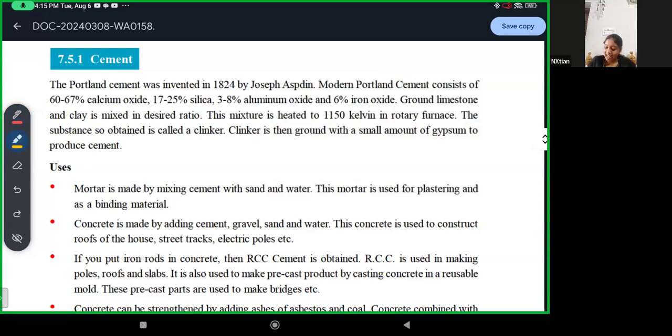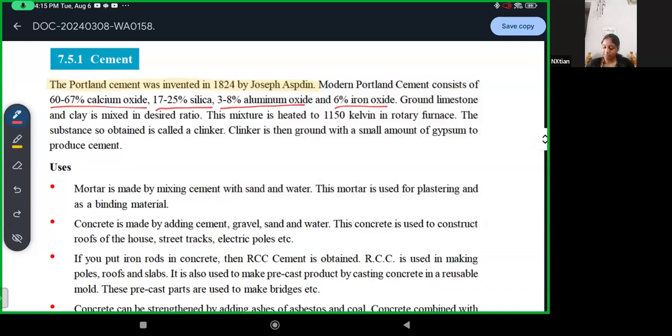So, Joseph Aston invented cement. Portland cement was invented in 1824 by Joseph Aston. Modern Portland cement consists of 60 to 67% calcium oxide. Now, this is the composition of cement. What cement contains: 60 to 67% calcium oxide, 17 to 25% silica, 3 to 8% aluminium oxide, and 6% iron oxide. This is the composition of cement.